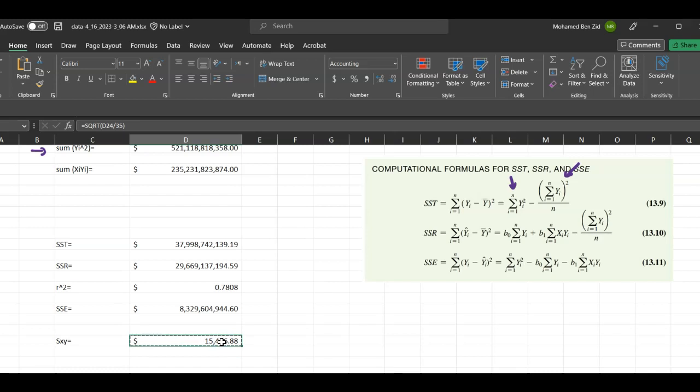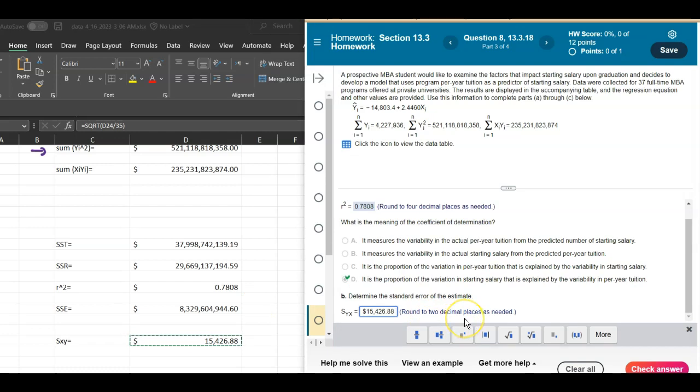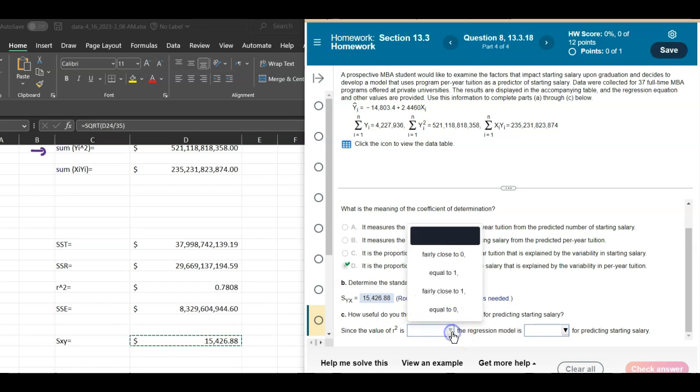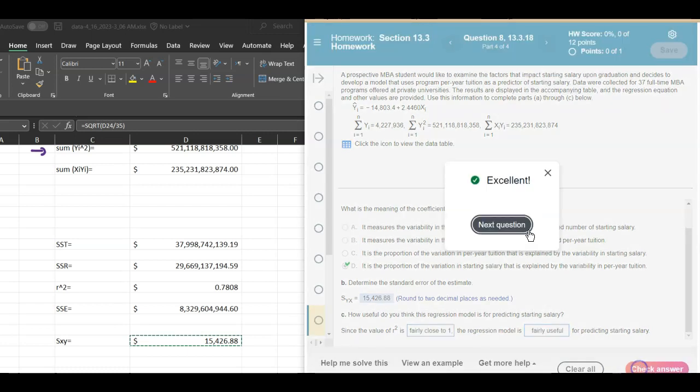Let's copy it and plug it in to verify it. All right, they want 2 decimal places, and that should be it. The dollar sign you probably want to take away, and let's check it. Okay, it went through. Okay, so now seeing the r squared is not equal to 1, but it's fairly close to 1, right? So this is a good model, a useful model, fairly useful model. Okay, good, and we are all set.